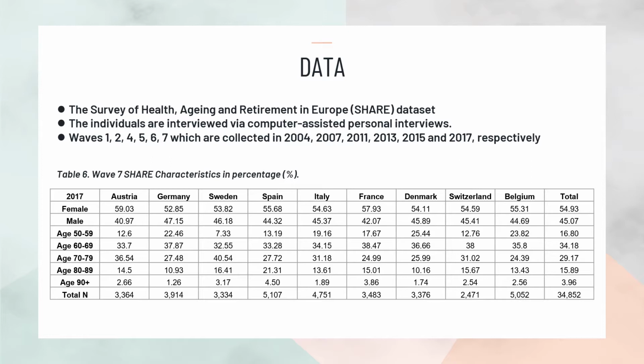To produce a balanced panel, we include only those nations which participated in waves 1, 2, and 4 to 7, which are Austria, Belgium, Denmark, France, Germany, Italy, Spain, Sweden, and Switzerland. The table here in this slide shows the summary of the sample in wave 7.